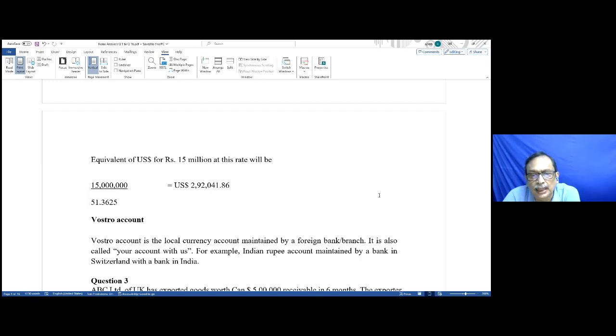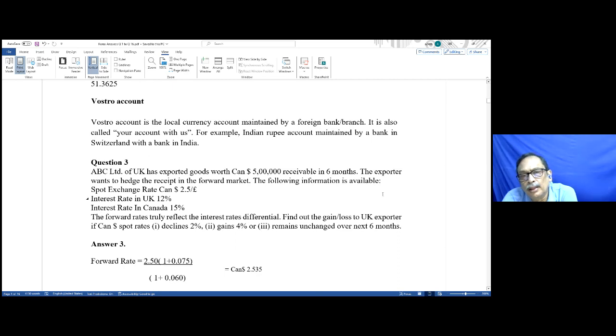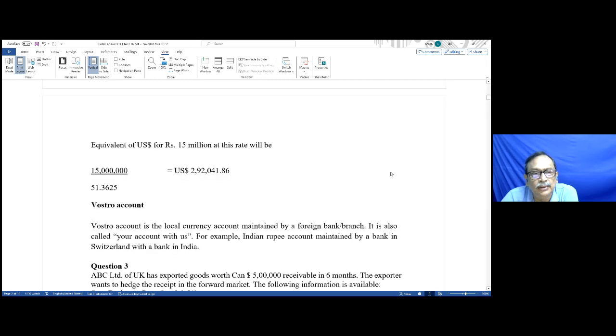Now, Vostro account is the local currency account maintained by a foreign bank or branch. It is also called your account with us. For example, an Indian rupee account maintained by a bank in Switzerland with a bank in India. That is called a Vostro account. So hope it is clear to you.